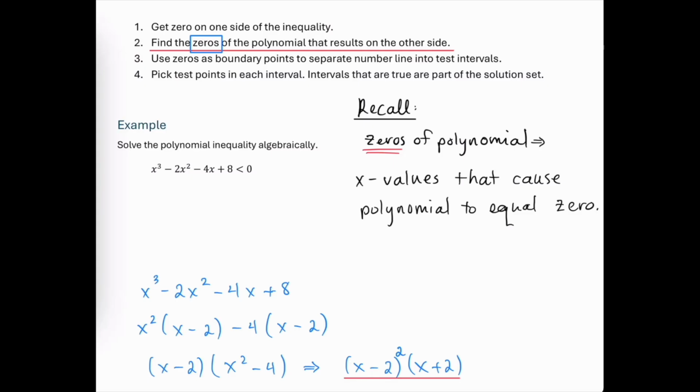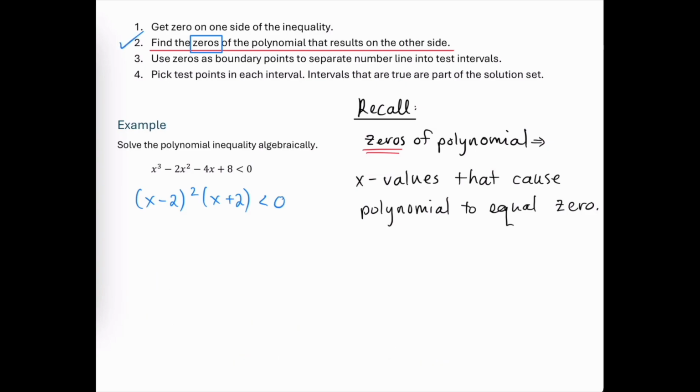So let's use that in the place of the original polynomial. So we have x minus 2 quantity squared times x plus 2, and we want to see where this is less than 0. Now remember, we're still in step 2 here. We were factoring this polynomial so that we could more easily determine the zeros of the polynomial. So once we have it in its factored form, we can see that the zeros are x is equal to positive 2, which zeros out this factor, and x is equal to negative 2, which zeros out the second factor. So we have two zeros.